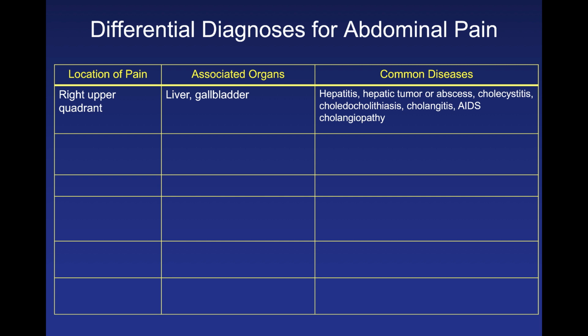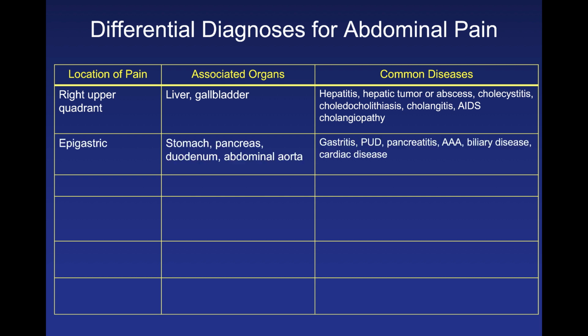So if somebody presents with right upper quadrant pain, we want you to think about the liver and the gallbladder as the two organs in that area. So inflammation or infection of those two organs can cause pain. So think hepatitis, hepatic tumor, or abscesses, cholecystitis, and even stone disease like choledocholithiasis can end up causing cholangitis or other causes of abdominal pain in the right upper quadrant. If someone has HIV, don't forget AIDS cholangiopathy as a cause of abdominal pain as well.